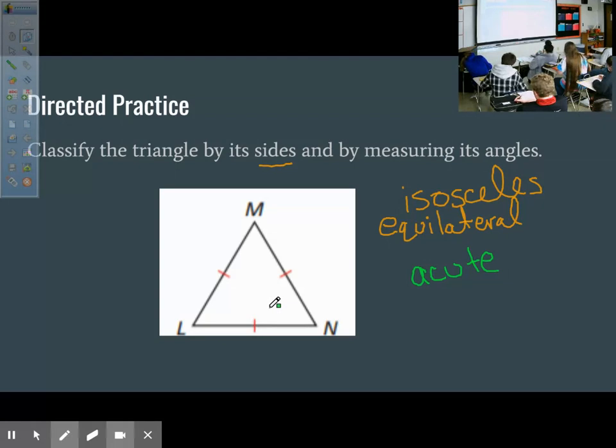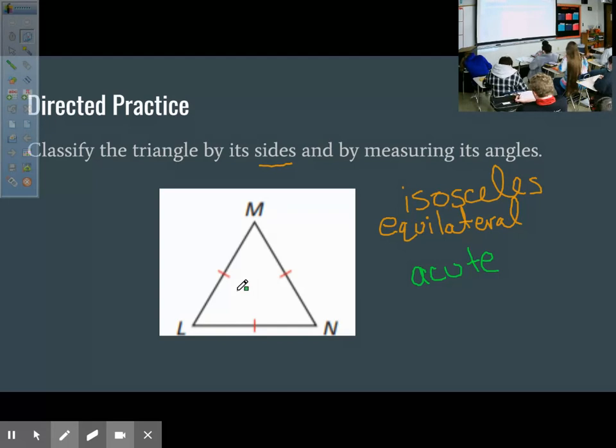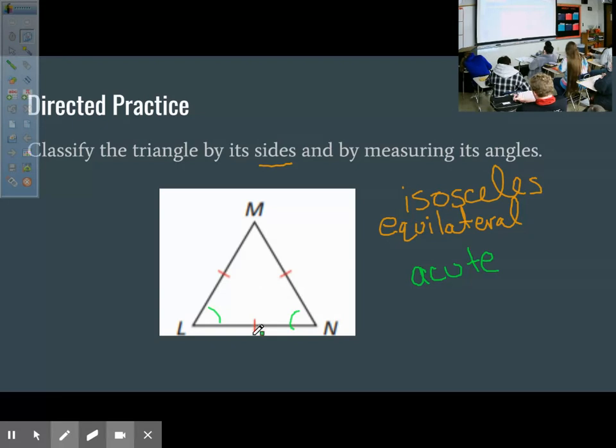We do not know this yet, but in section 6.3, 6.4, we talk about the base angles theorem, which says that in an isosceles triangle, if two sides are congruent, their base angles are also congruent. So these two are congruent, so that would make this one and this one congruent. Well, then these two are also congruent, so that would make this one and that one congruent. So we don't necessarily know this yet, but it would also be equiangular.